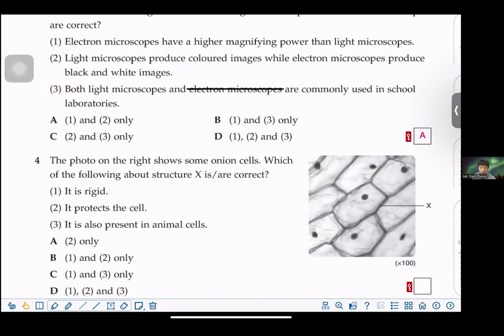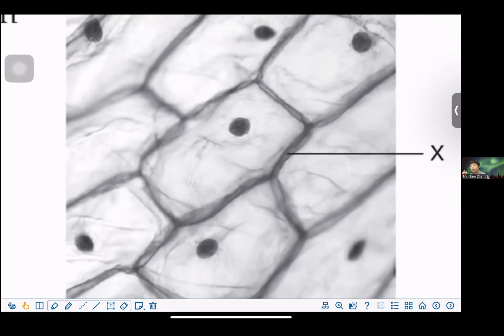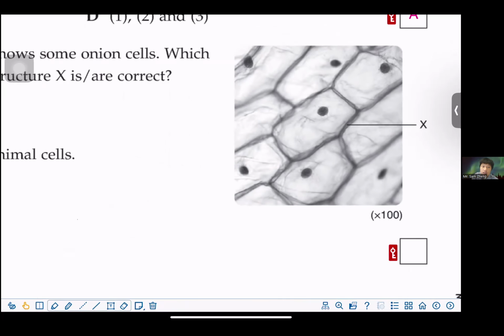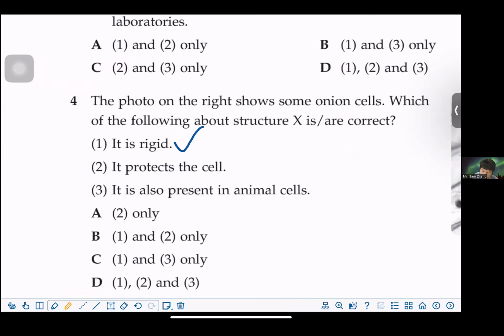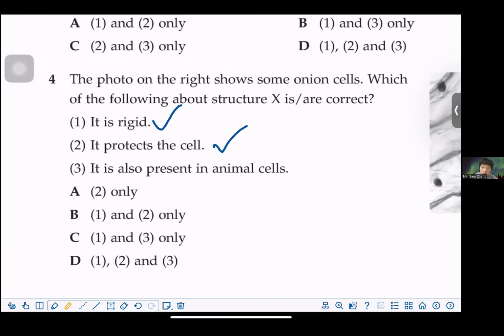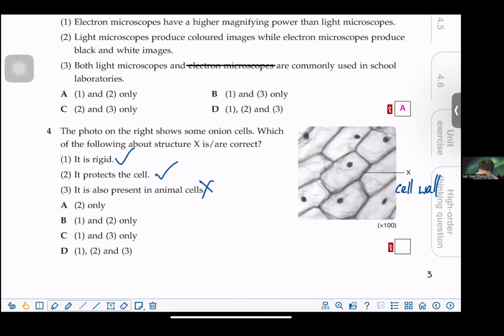Next, the photo on the right shows some onion cells. Which of the following about the structure X is correct? Now we can see X is a thickened line. This thickened line indicates that it is a cell wall. So if it is a cell wall, then we need to look at the description of the cell wall. Is it rigid? Yes. Does it protect the cell? Yes, it is used to protect the cell. Will it be present in the animal cell? Sorry, it will not be present in the animal cell. So it is only present in the plant cell. Therefore, the answer will be B.